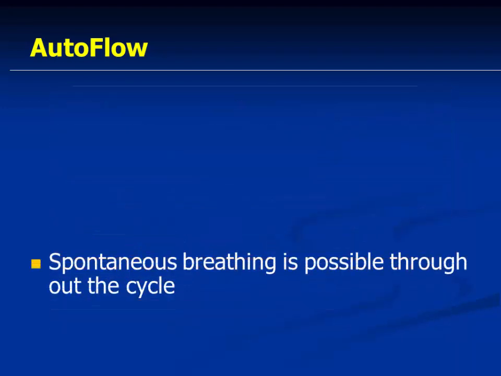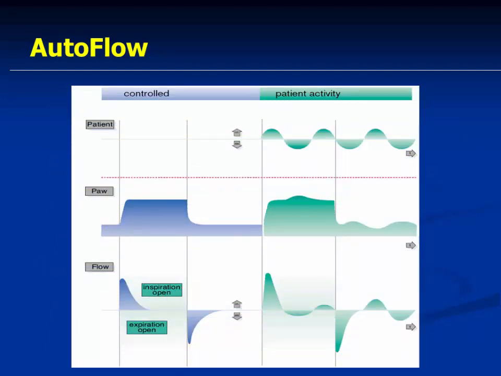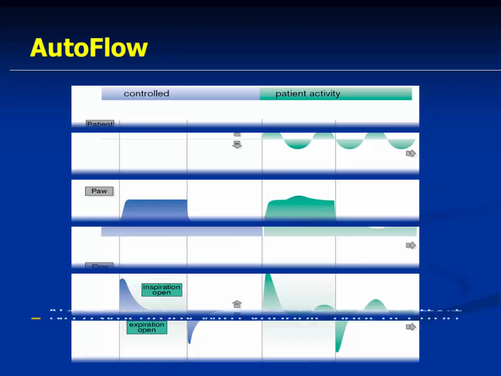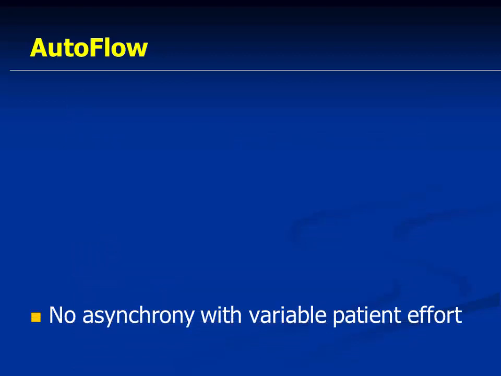Spontaneous breathing is also possible throughout the cycle. This is not possible in PRVC. Here they have done that one can breathe here also. So they have combined a little bit of the APRV thing in this. So there is no asynchrony with variable patient effort. If you remember in PRVC, if the patient was having variable breath, there was an asynchrony. But because of the spontaneous breath applicability, that problem has been taken care of here.